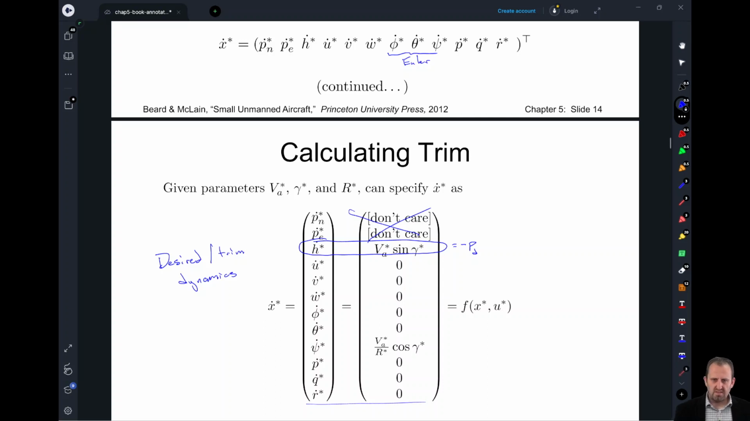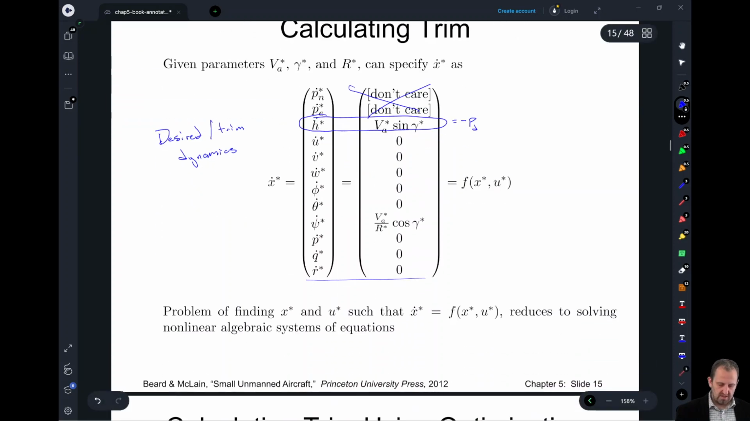Excellent. So now all we have to do is calculate it, right? To do so, we're going to use optimization. We'll throw this into an optimizer and have the optimizer figure out what our states are defined as, and what the inputs are. So what are the elevator angle, the aileron angle, the rudder angle, and the throttle.